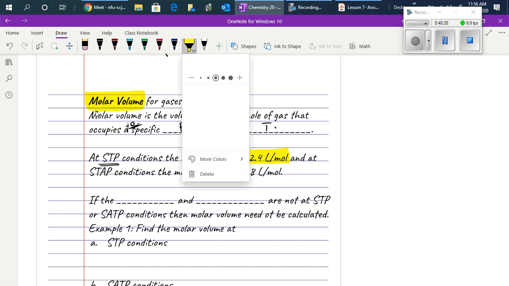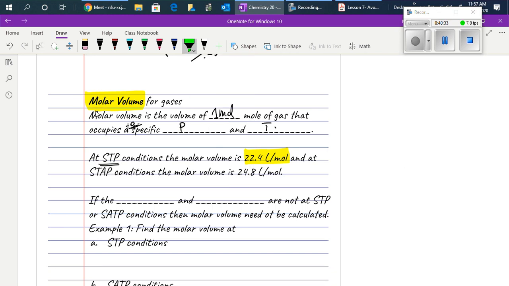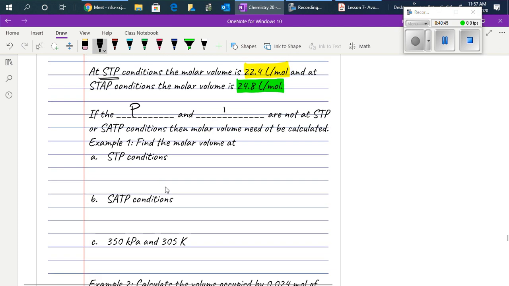22.4, and when we discuss the SATP conditions, then what we have is 24.8 liters per mole. Now, if the pressure and temperature are not at STP or SATP conditions, then the molar volume needs to be calculated using this information. So let's see now where those two numbers, 22.4 and 24.8, are coming from.